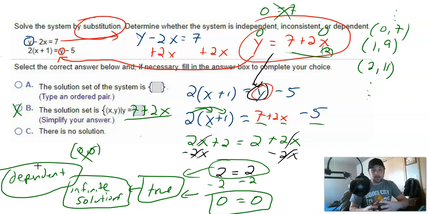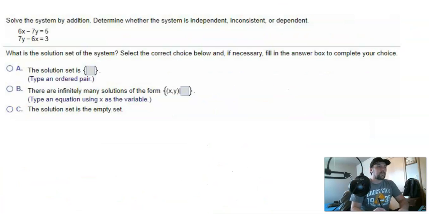So if you get something true, let me back up one more step. If your variables disappear on you and you get a true statement like 2 equals 2, that's a dependent system, and there are an infinite number of solutions in that case. All right. What about this case? So be careful with this one.